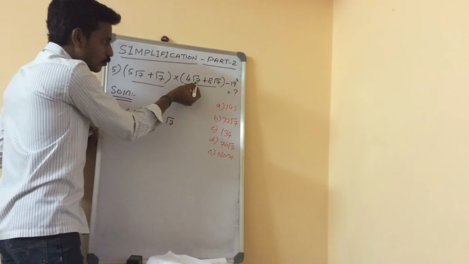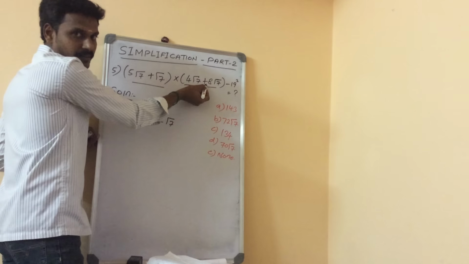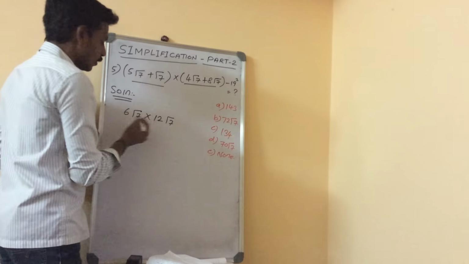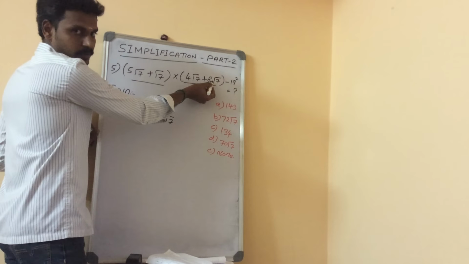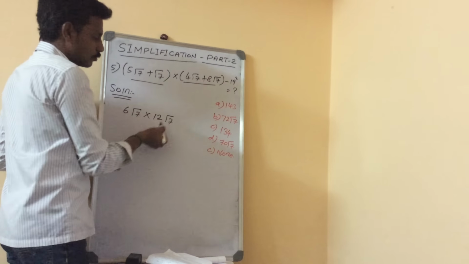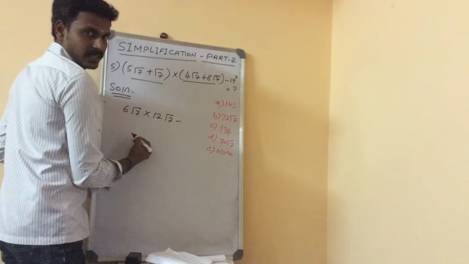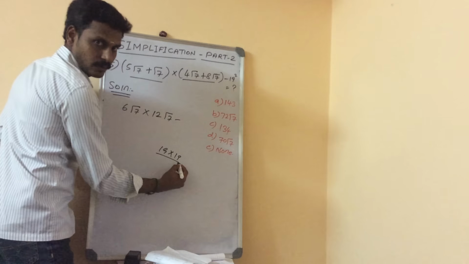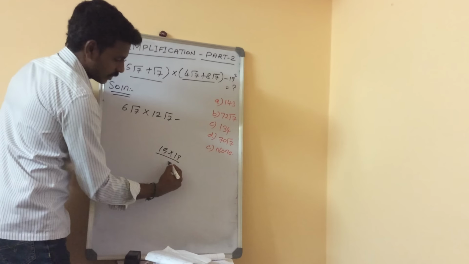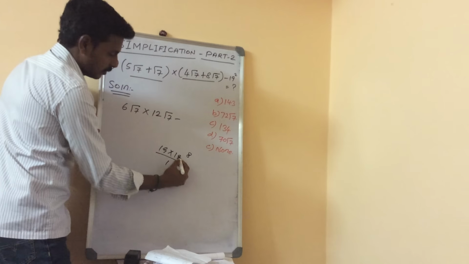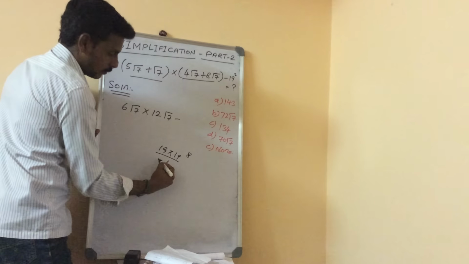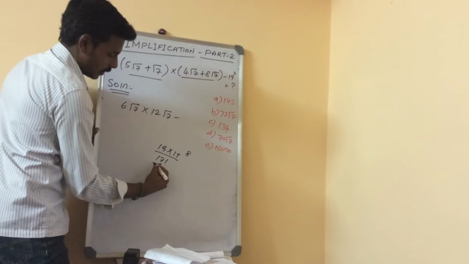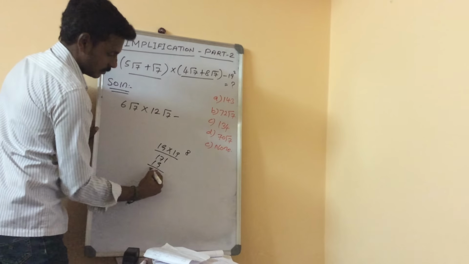If the root value is the same, then only you can add the values. If the root value is different, you can't add the values. So here the root value is the same, so you can add 4 plus 8, 12 root 7, minus 19 square. So 19 square, what will be the answer? 19 into 19. 9 nines are 81, 1, carry 8. 9 ones are 9, 9 plus 8, 17. 9, 1. So 1, 6, 3.